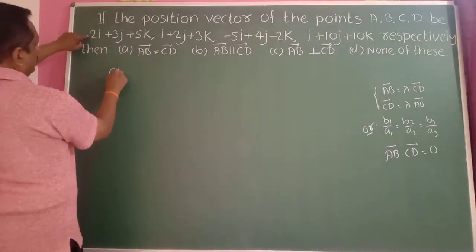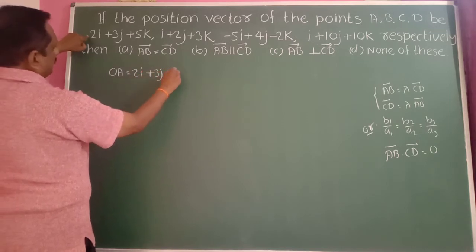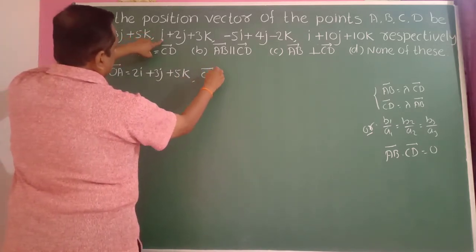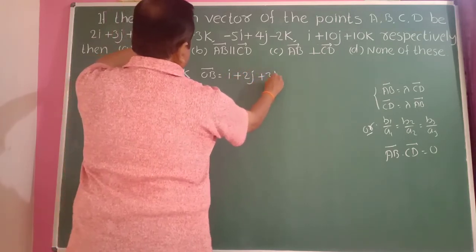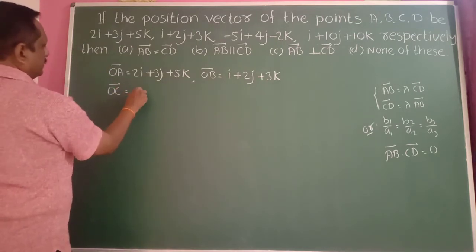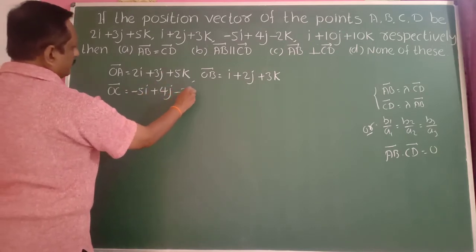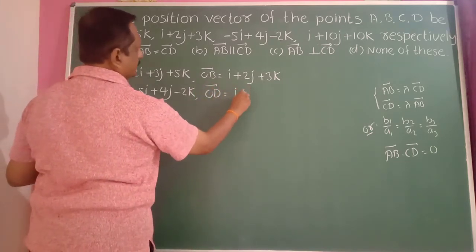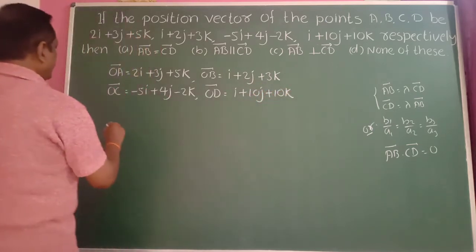So OA is 2i + 3j + 5k. Then the vector OB, that is i + 2j + 3k. The vector OC is −5i + 4j − 2k. And the vector OD, that is i + 10j + 10k. Find the vector AB.